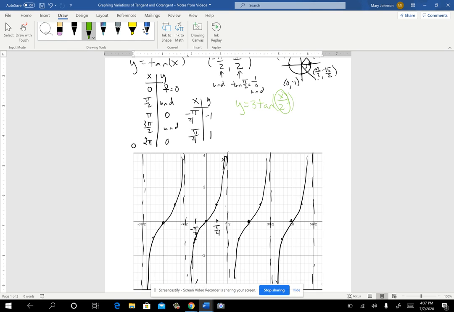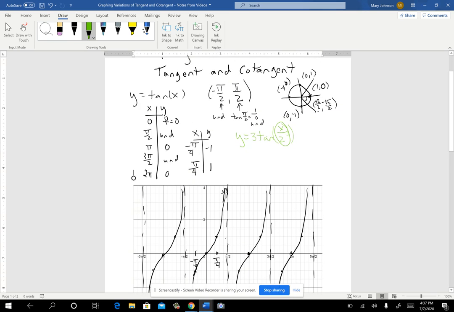The period for tangent is pi, and we're going to use that same restriction we used when looking at inverse tan functions, because that's the easiest place to see a complete section of the tangent graph. So like what we did with sine and cosine, you can take that part in the parentheses and put it in between pi over 2 and negative pi over 2.